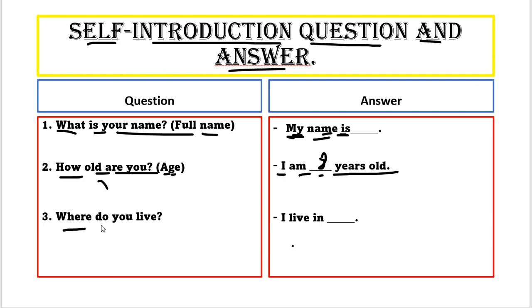Number three, where do you live? It's asking about the place. You must say, I live in. What is your place now, or where are you located now? You're located at Chantaburi. So, I live in Chantaburi. That is the answer. Chantaburi, don't forget. So you live in Chantaburi, and that is your hometown or your place.